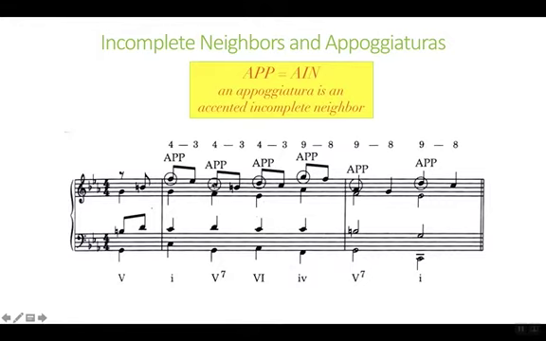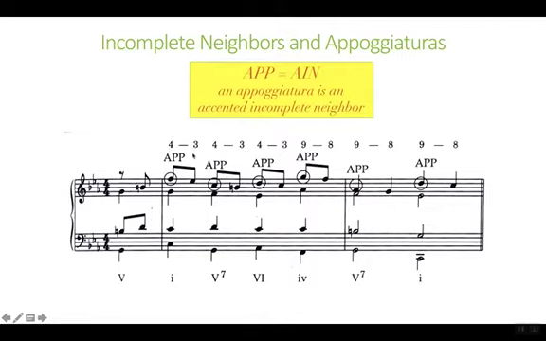So this C is circled. It's a non-chord tone. The chord is V. We're in the key of C minor. So this is a G, B, D, F chord. The C is not in the chord. It's a non-chord tone that's going to resolve down to the B. It's going to kind of slide there by step. It's on the beat, so it's a dissonance.